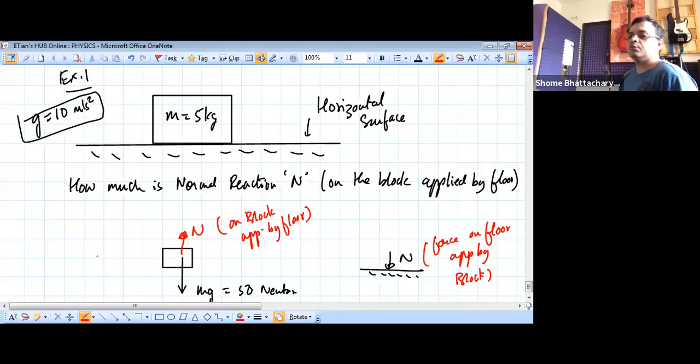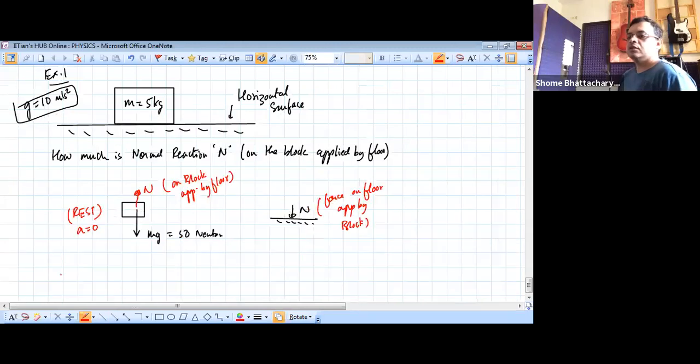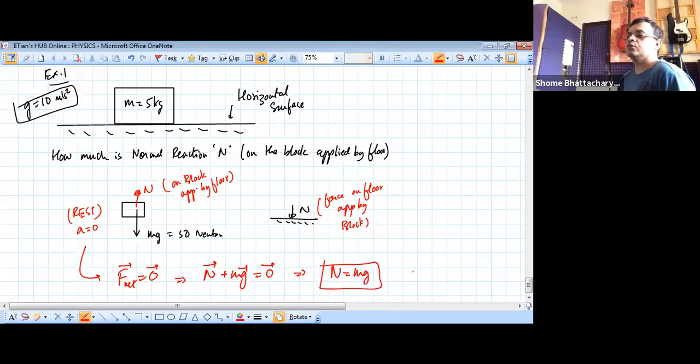Now, however, we know that the block is at a state of rest. So at rest means its acceleration is 0, its momentum is 0. So rate of change of momentum will also be 0. So by application of Newton's second law, the net force acting on it should be 0. In other words, the vector sum of normal reaction and the weight should be 0. But they are opposite over here. So when I convert this to a scalar equation, it becomes N is balancing mg. So the magnitude of the normal reaction is 50 newtons and it's acting upwards.